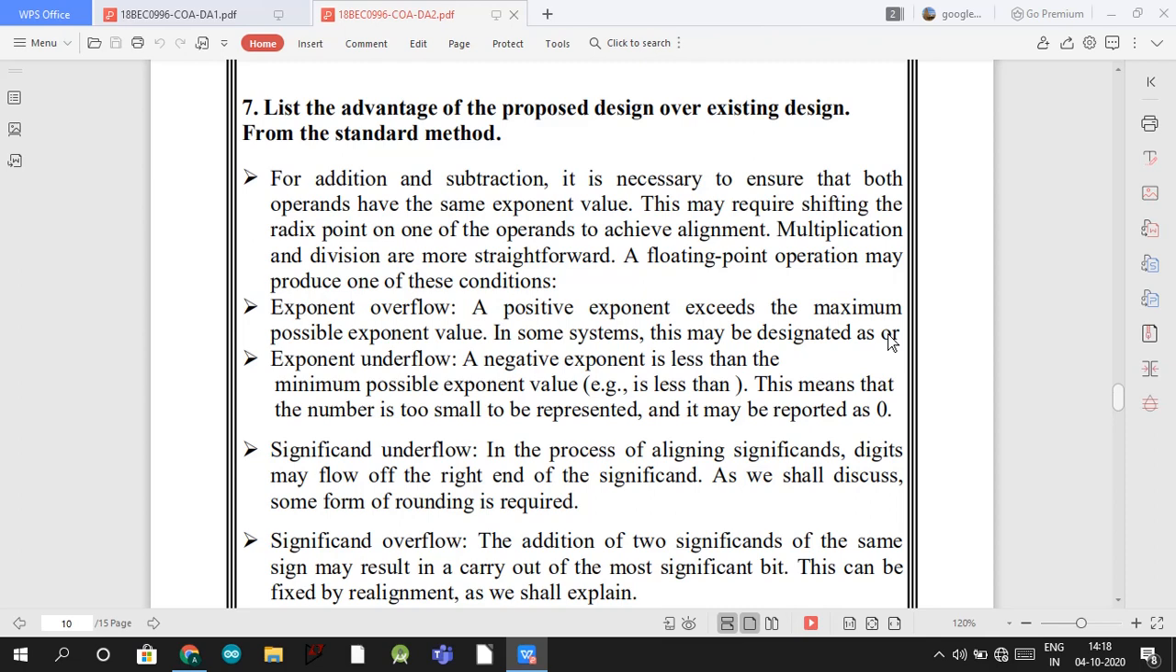If you consider addition and subtraction, it is necessary to ensure that both operands have the same exponent value.